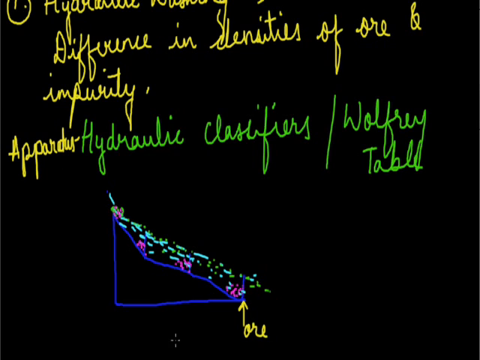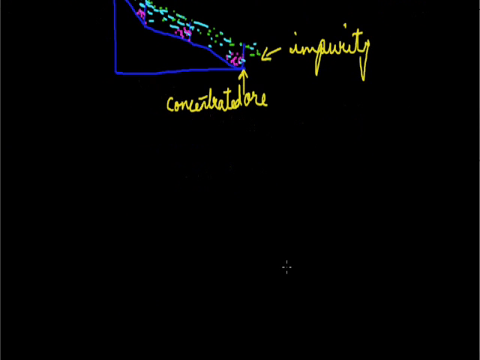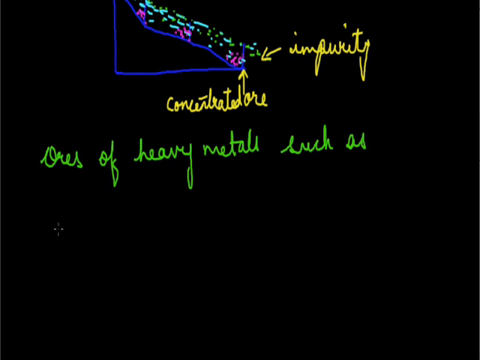Or we can say it is concentrated ore. And the impurities such as dust, mud, go away with water. So here that is impurity. Now which type of ores can be concentrated by this method? We can say ores of heavy metals such as iron, tin, lead can be concentrated by this. Another method for separation is froth flotation.